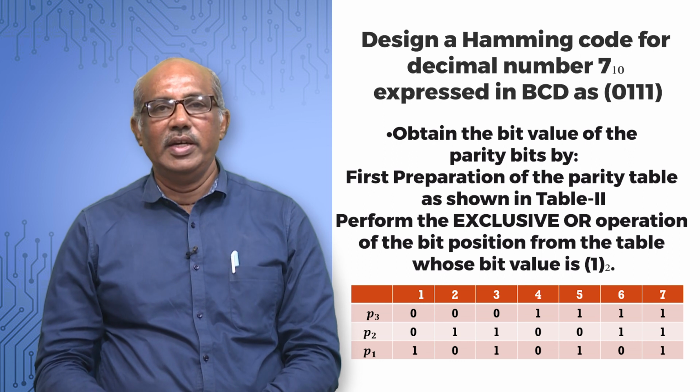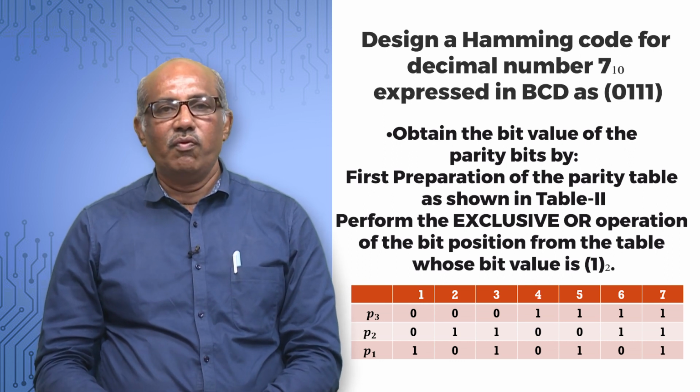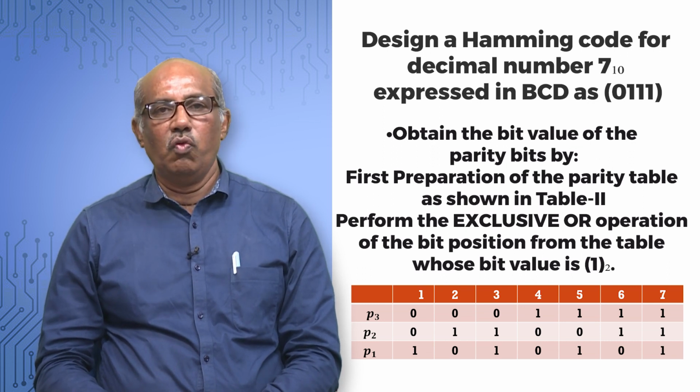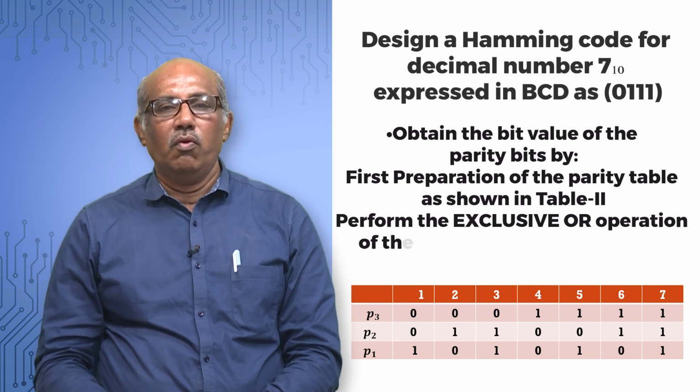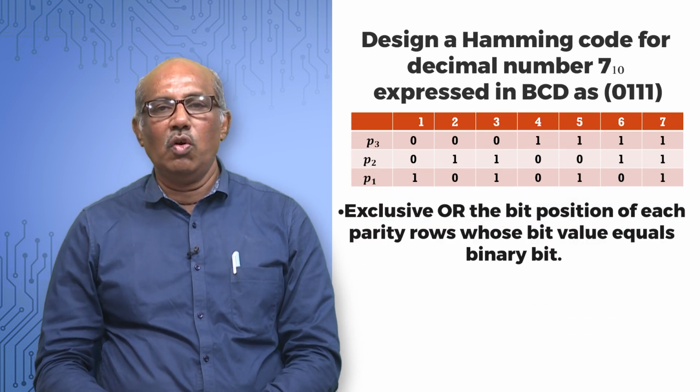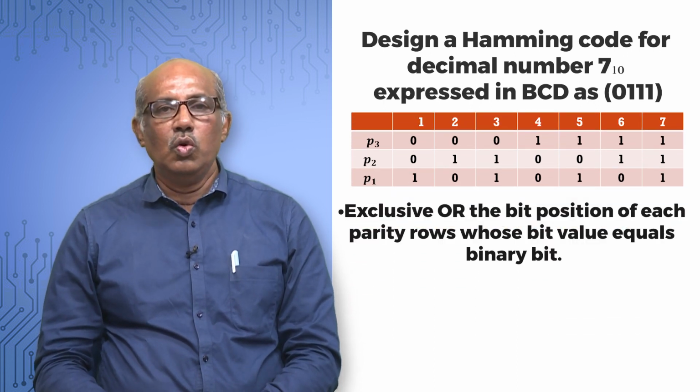Now, we have got the parity table. You can see the left hand side columns P3, P2, P1. So, there are 3 parity bits, starting with 0 and going from 1 to 7. So, 0 0 1, 0 1 0, 0 1 1, 1 0 0, 1 0 1, 1 1 0 and 1 1 1. The top row shows the position values, that is 1, 2, 3, 4, 5, 6, 7. Now, what you have to do? Exclusive OR the bit positions of each parity row whose bit values equal binary 1.